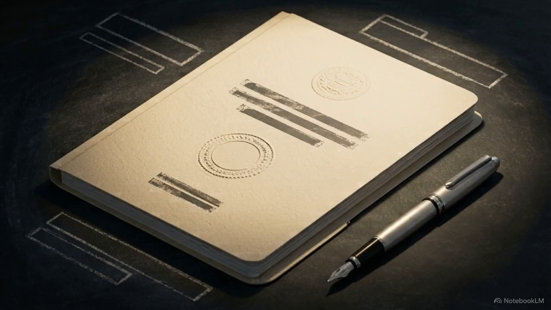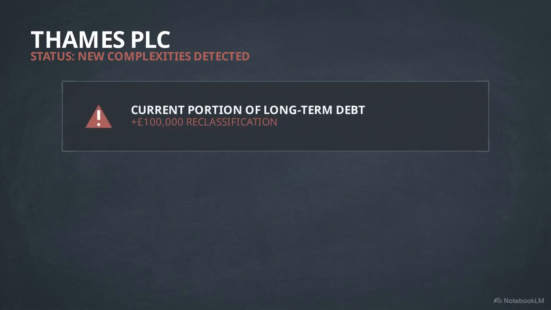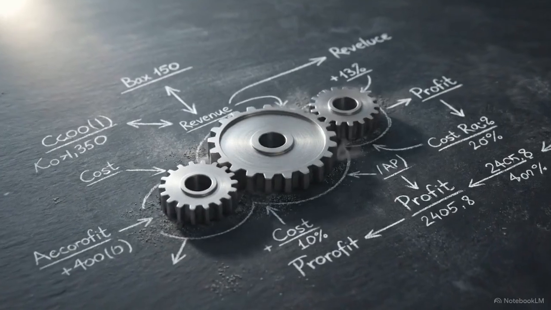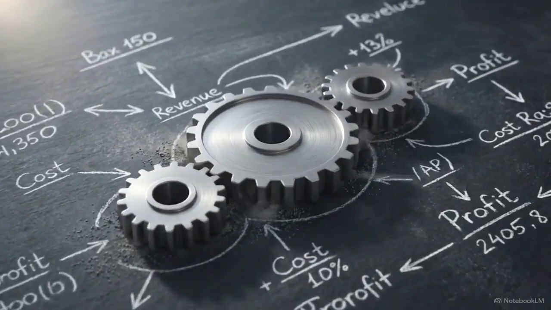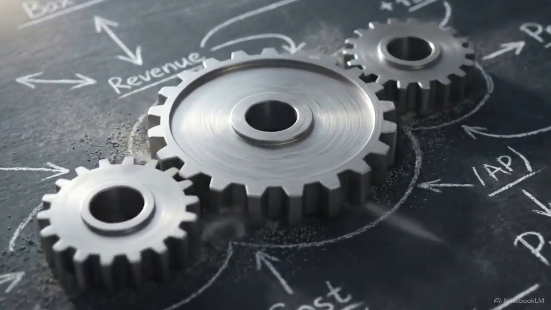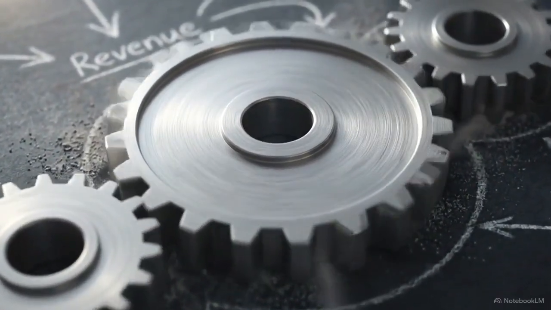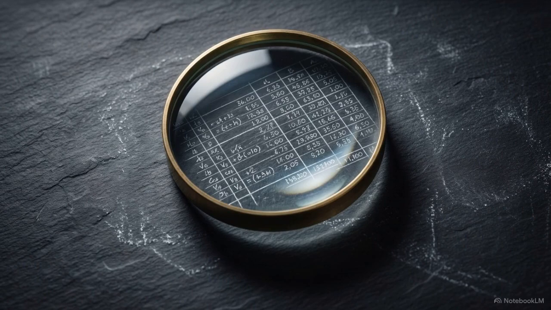We now turn to the upcoming Thames plc data from Exercise 3. Thames plc introduces new complexities, including current portions of long-term debt and new share issues. Deploy the exact indirect method framework just demonstrated to map Thames plc's financial engine. Mastering IAS 7 allows an analyst to bypass reported profit and strictly verify the specific mechanics of corporate liquidity.